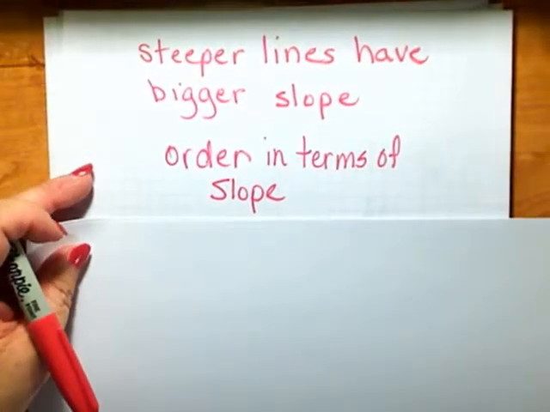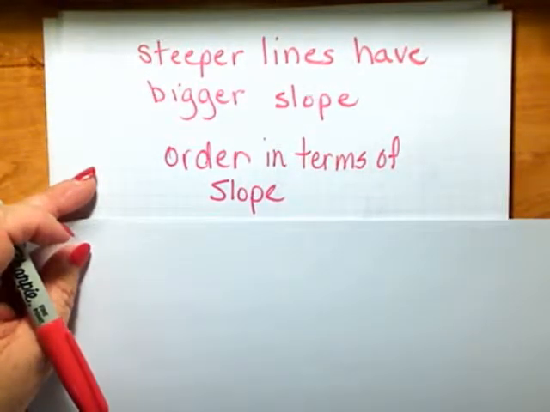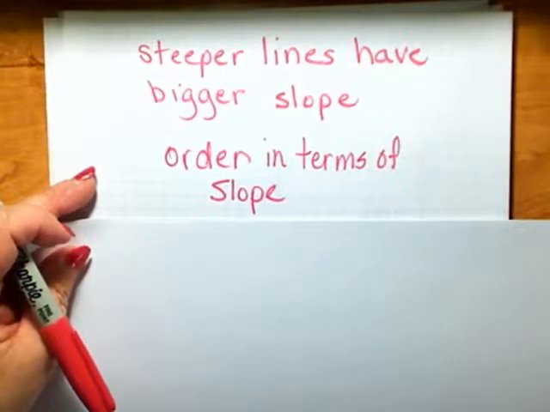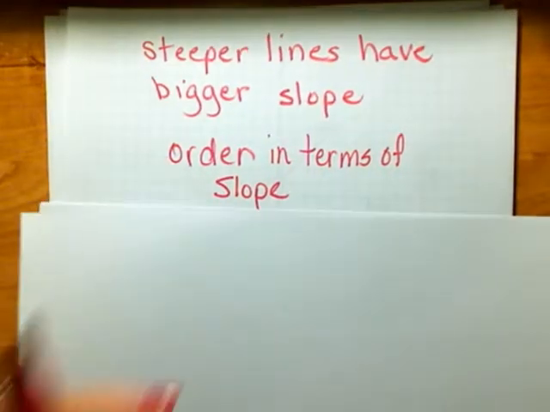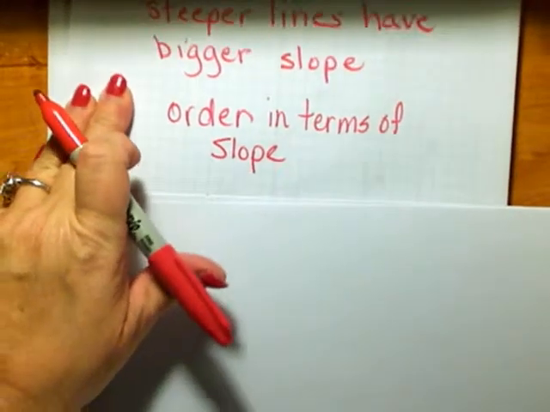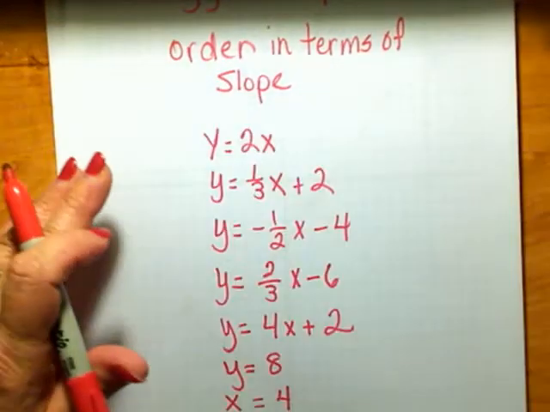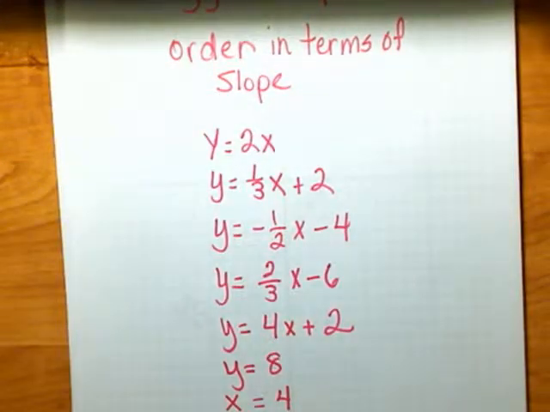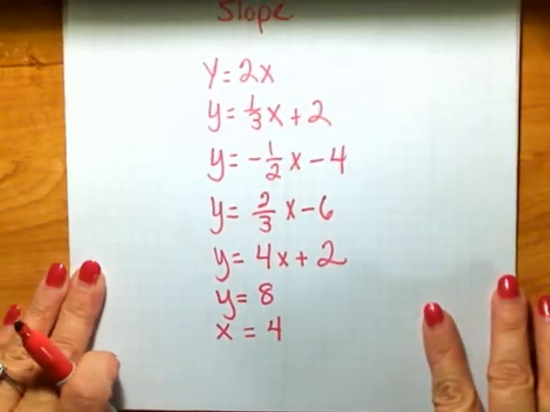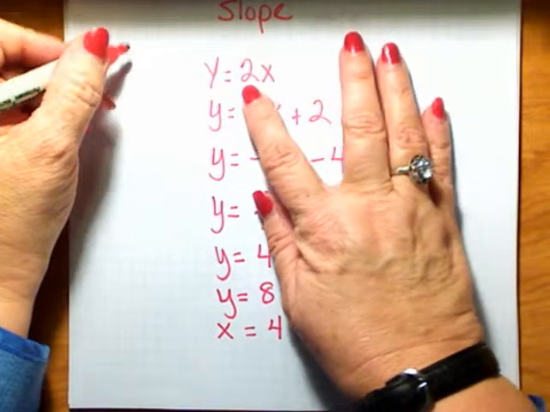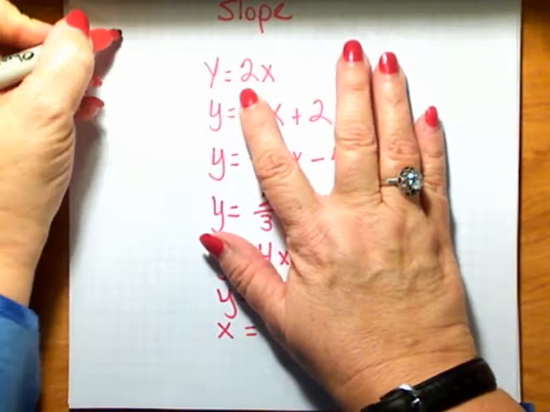Okay, in this video we're going to look at how to order lines in terms of steepness. So we just have to remember that steeper lines have bigger slope. So in order to place them in order from largest to smallest, or from steepest to flattest, we want to find out what's the largest slope.